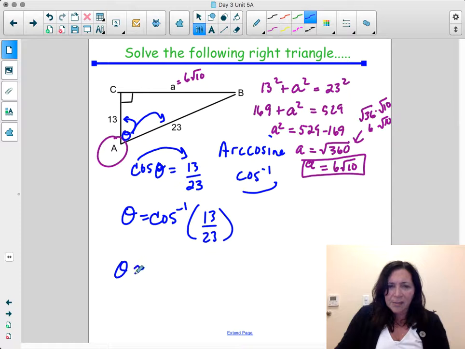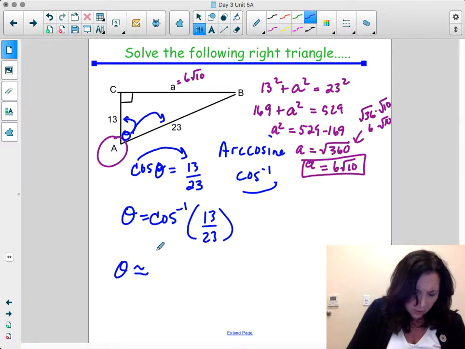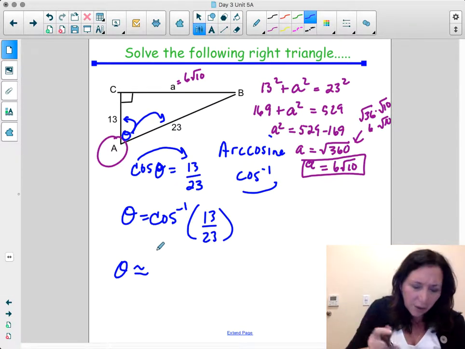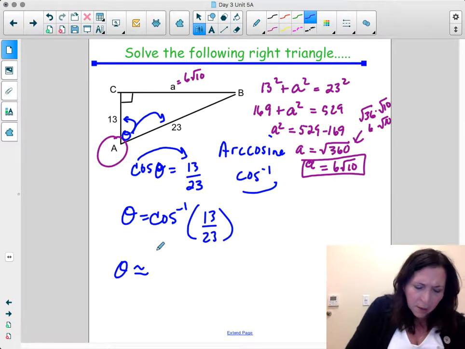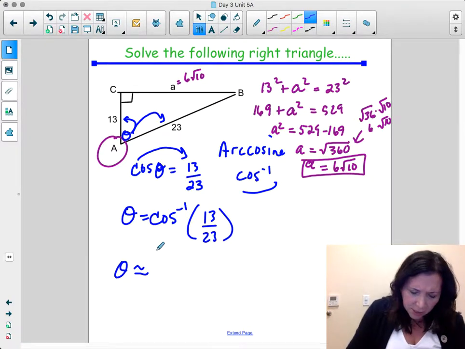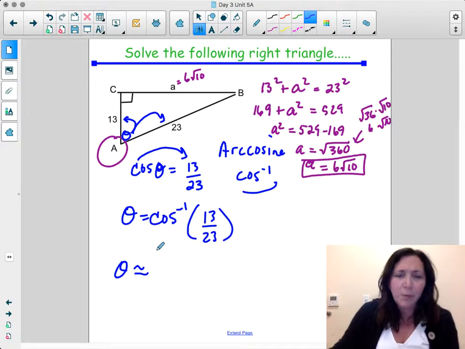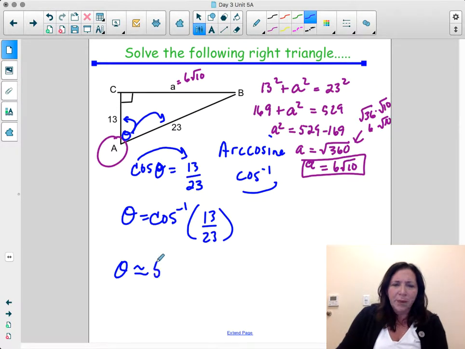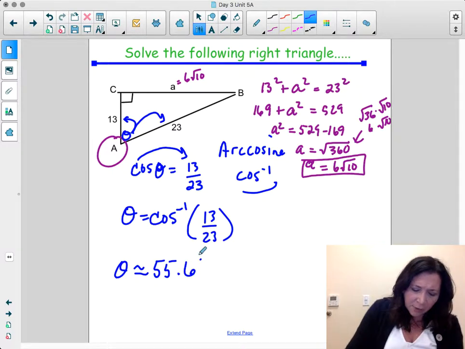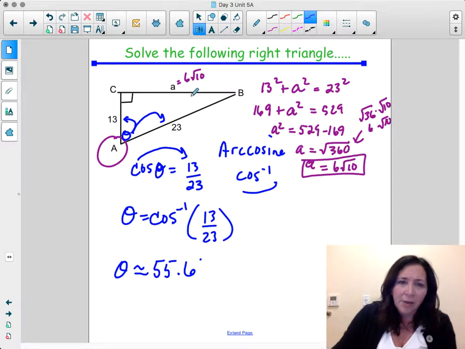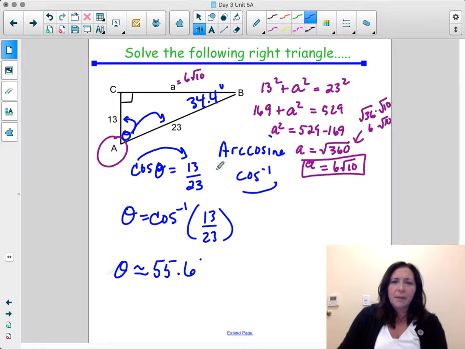So theta is about, let's see here, go to your calculator. Arc cosine of 13 divided by 23. I get 55.6. So this is about 55.6 degrees. And if I go 90 minus 55.6 degrees, this value here, up here for little b, is going to be 34.4 degrees. Okay? All right.